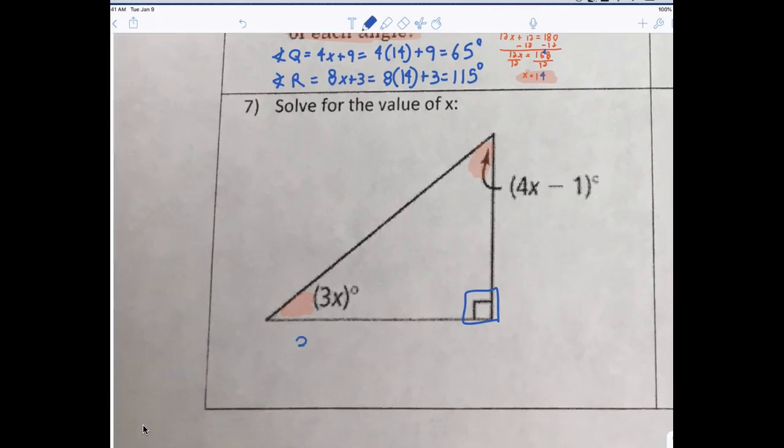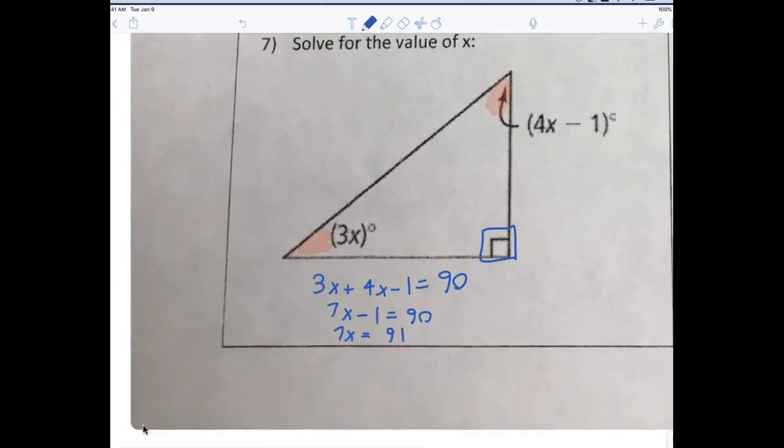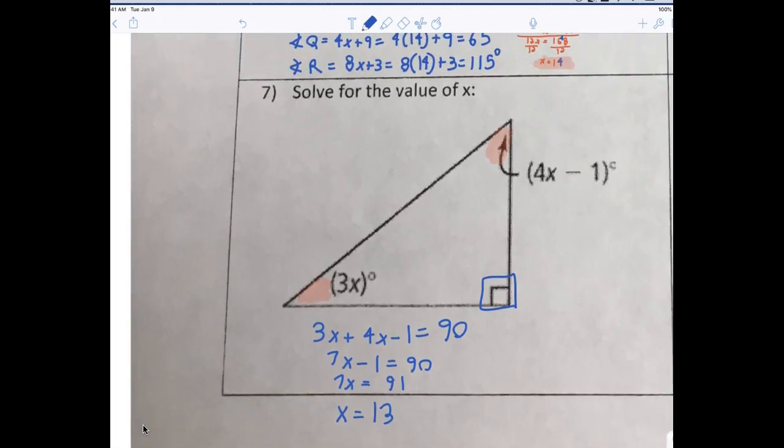So now let's write the equation. 4x minus 1 plus 3x equals what? Equals 90. Okay. 7x minus 1 equals 90. Plus 1, plus 1, so 91 equals 7x. 7 goes into 91 13 times. Very, very good. x equals 13. Now we have to answer the question. What are they asking for?